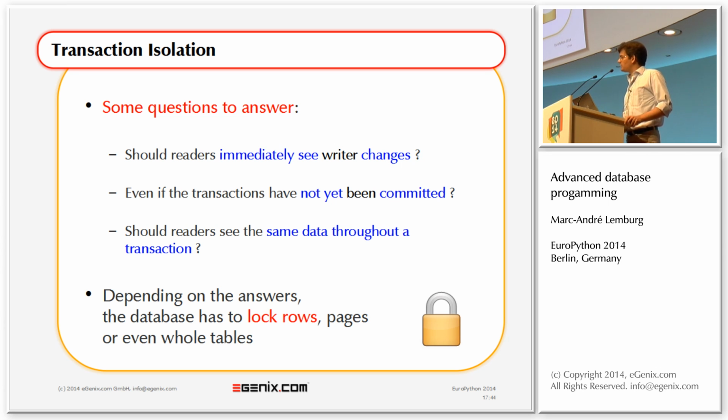So when writing an application and thinking about this, you have to ask yourself some questions. For example, should readers immediately see changes made by other transactions or made by other processes? And should they even see things that went into the database even though the transactions in those processes have not yet been committed? Or should the reader just see everything as it was when it started the transaction, so it doesn't see anything that came into the database after it started its transaction? And the databases can handle all these different situations.